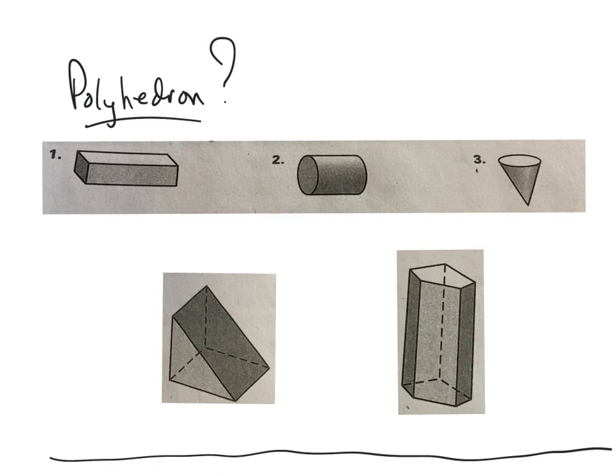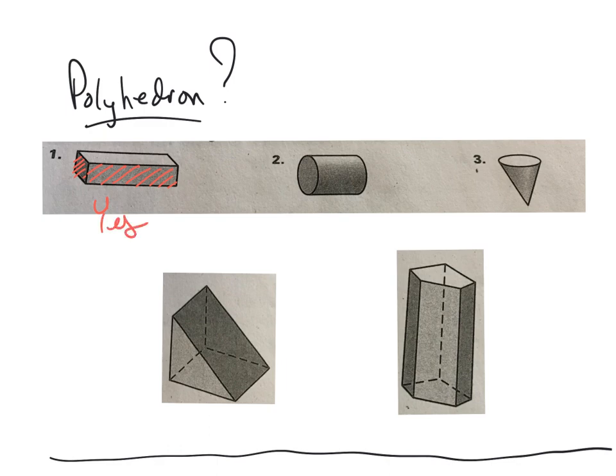Well, how about my number one? How about just the box, the rectangular solid? Would that be a polyhedron? Yes, it's three-dimensional, and all of its surfaces are polygons. We have a rectangle here as an example. We'd have a rectangle here as an example. All of the sides are rectangles, so this is going to be a yes.